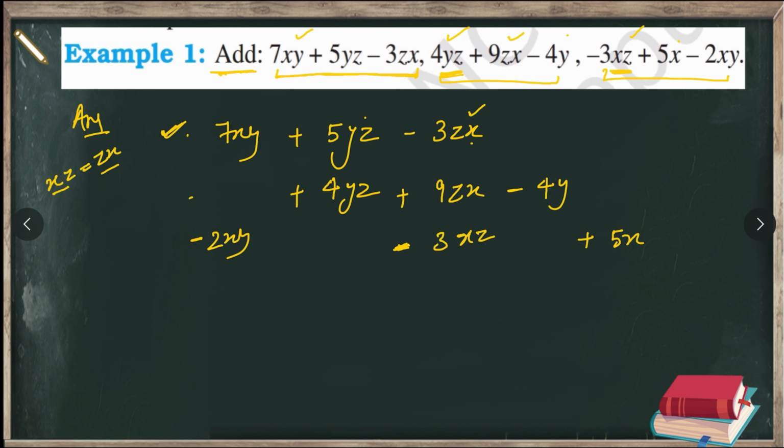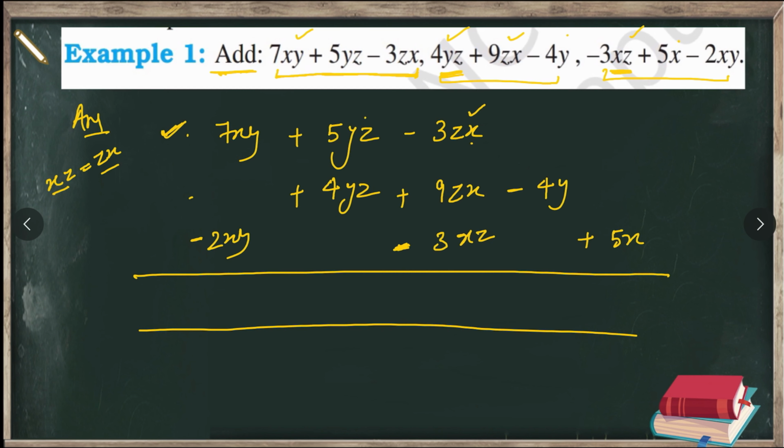Okay, now we're going to draw a line, because now we are going to add these terms, since we are asked to add them. So here we have plus 7xy minus 2xy. So plus 7 minus 2 will give us 5xy. Next, plus will become plus, this 5 plus 4 will become 9yz.